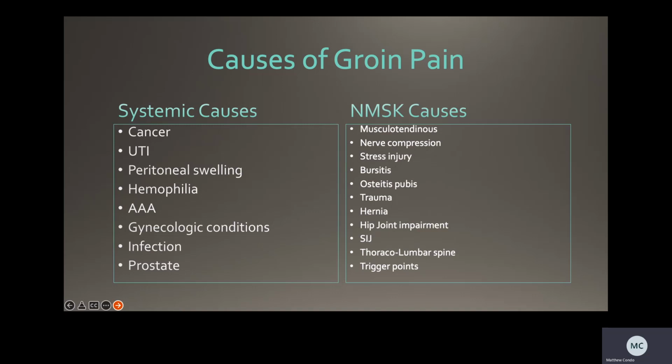So again, systemic causes of groin pain: cancer, UTI is a big one, a really, really big one. Understand what the associated signs and symptoms of UTI are. Peritoneal swelling is a big one too. AAAs, we're going to see those every once in a while, not very often. Infections, prostate problems, those are all systemic causes of groin pain.